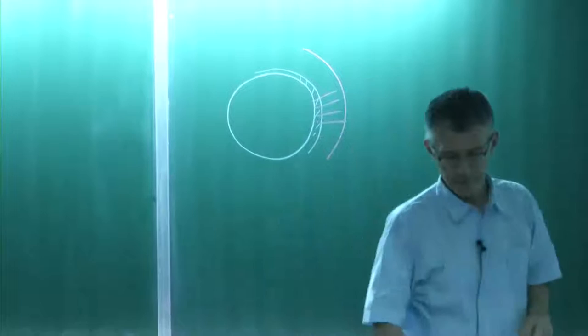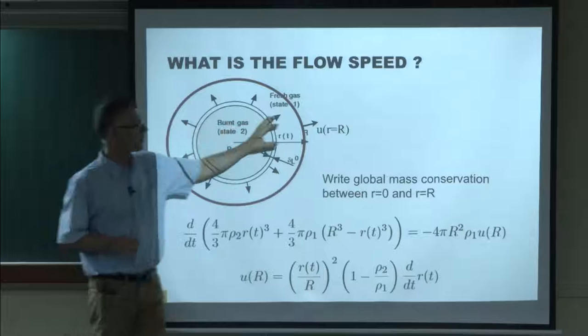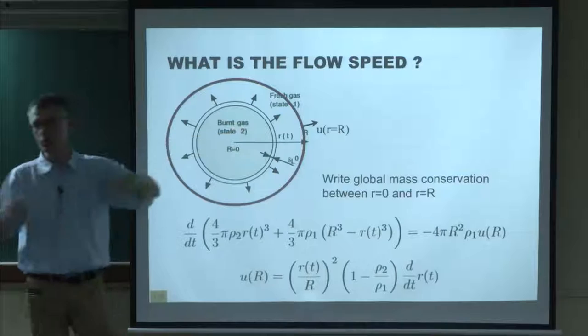Now, what is the flow speed now? If you want to know the flow speed everywhere in the system, first you have to recognize that the burned gases here don't move. They cannot go anywhere. They are stuck in the sphere. So the burned gases don't move.